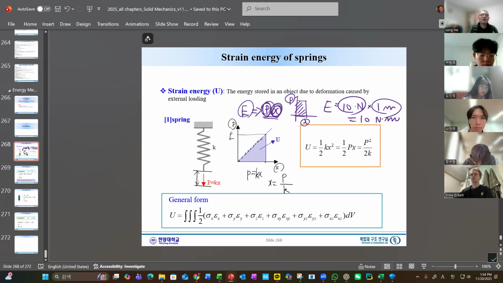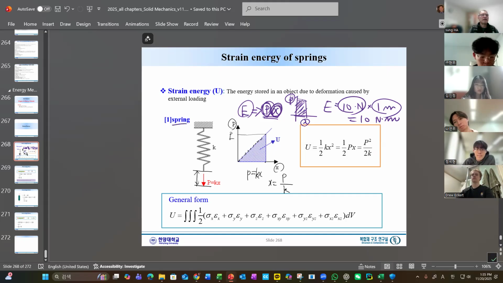So graphically, we can have a P times x, and we have x movement with a P. Then this area will represent the energy we are applying. Now back to this spring.